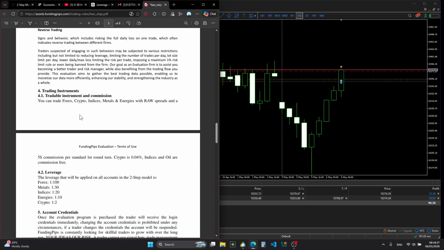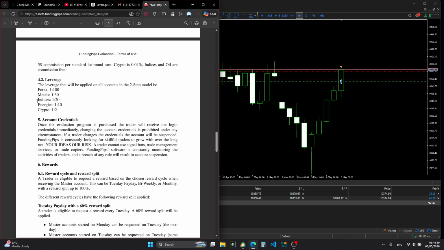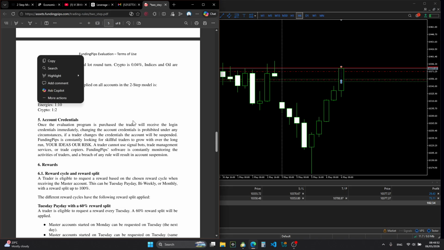Anyways, let's see the other leverage. For leverage, it's 1 to 20. The leverage applied on all accounts in the two-step model for indices is 1 to 20. It says 1 to 20, but one lot does not make sense.